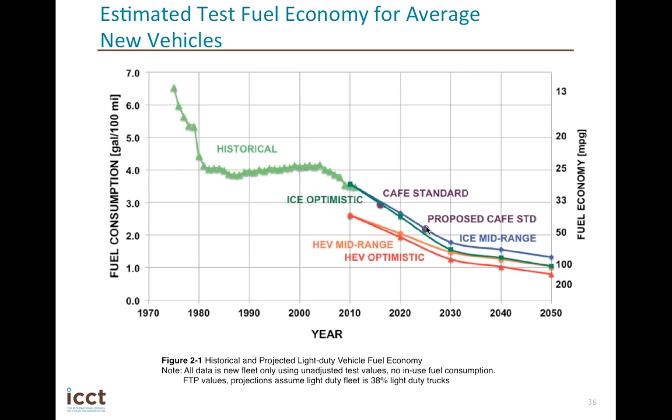The reason why EPA had hybrids is because they had less weight reduction in their model and their assessments than we included in ours. But if you look at the hybrid mid-range case, by 2050, you're up to 95 miles per gallon, and that's for cars plus light trucks combined. If you look at cars only, it's about 112 miles per gallon.